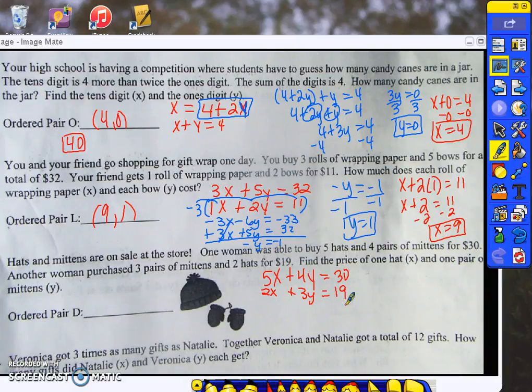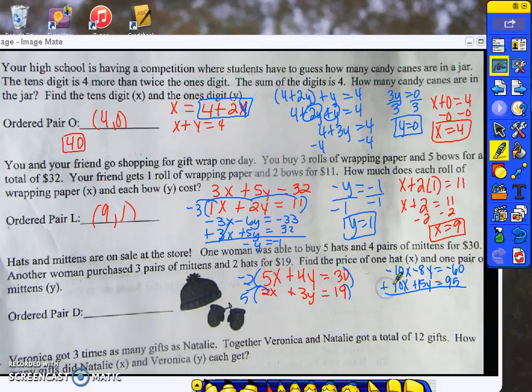It's set up to do elimination. I don't have opposites, so I have to create opposites. 5 won't go into 2, 2 won't go into 5, 4 won't go into 3, and 3 won't go into 4, so I'm going to have to change both equations. I'm going to choose my x, so I multiply the top by negative 2. Negative 2 times 5x is negative 10x. Negative 2 times 4y is negative 8y. Negative 2 times 30 is negative 60. I'm going to multiply the bottom by 5 so that I get 10x. 5 times 3y is 15y. And 5 times 19 is 95.